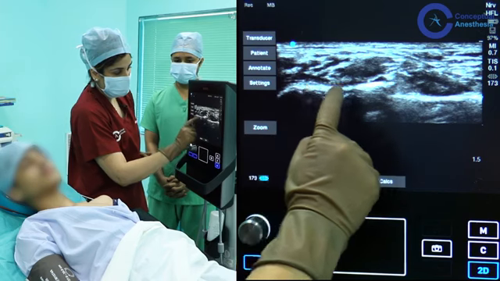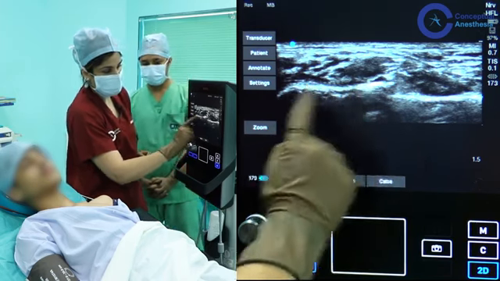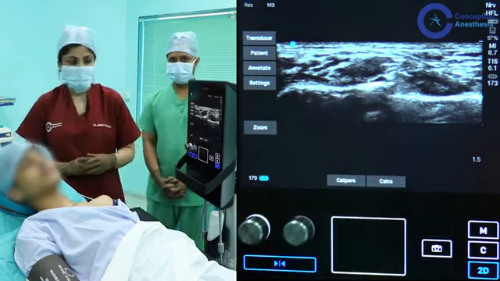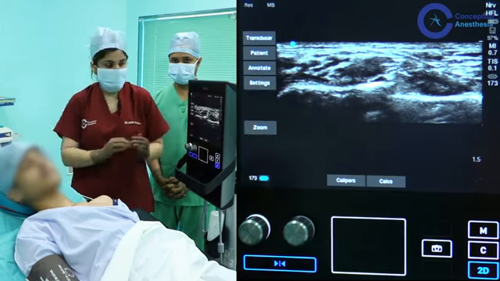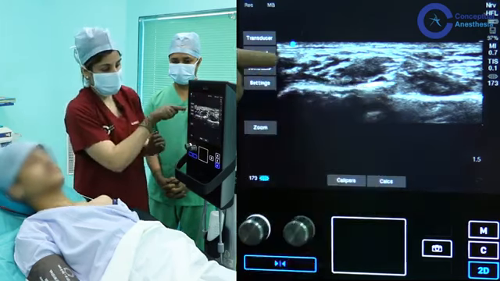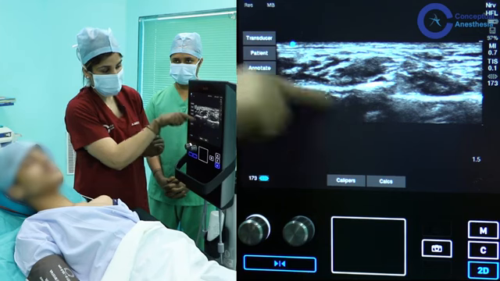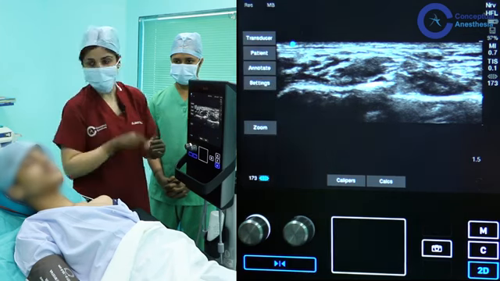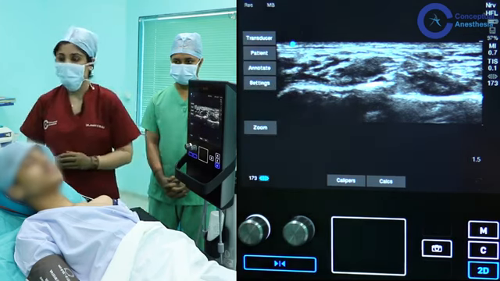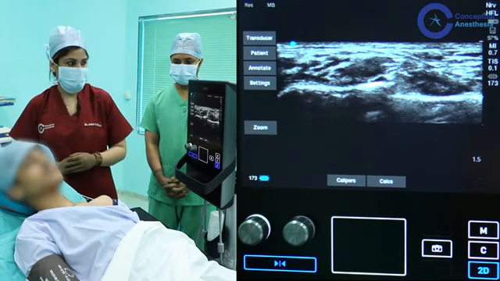The white hyperechoic line that you can see is the first rib. What is the importance of the first rib? This first rib guards against my needle entering below it. If my needle enters below the first rib, I can damage my pleura and cause pneumothorax over here.